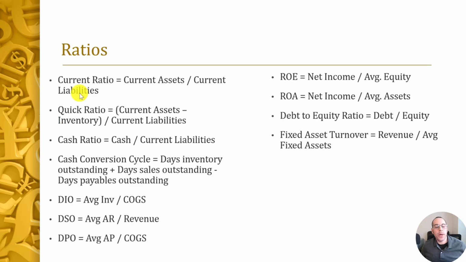And you could look at the quick ratio or cash ratio to make sure the company is liquid enough to get through the next 12 months. Because the quick ratio strips out inventory and the cash ratio only has cash in the numerator. And if you want to find out how long it takes the company to turn inventory into cash, you can use the cash conversion cycle. It's days inventory outstanding plus days sales outstanding minus days payable outstanding. Days inventory outstanding is average inventory over COGS, and here's the next 2.